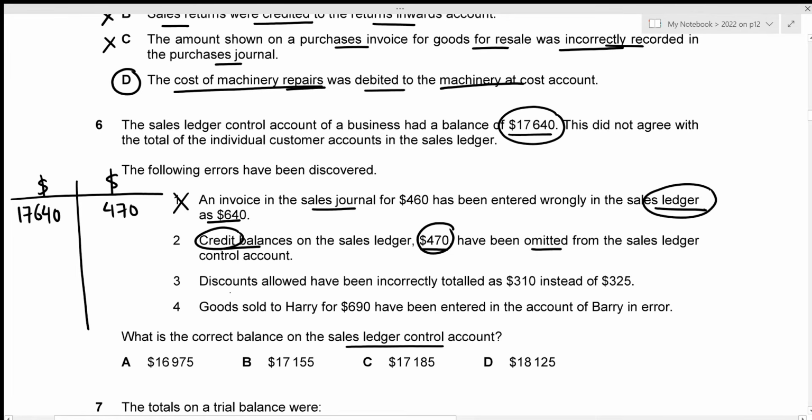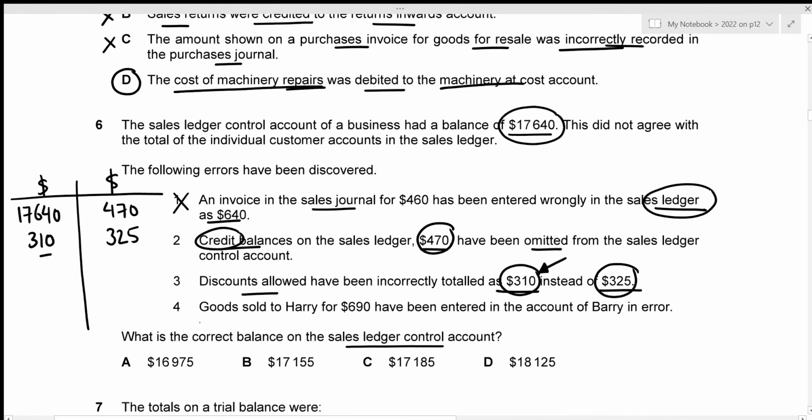Then the third error we have is discounts allowed have been incorrectly totaled as 310 instead of 325. We know that discounts allowed is posted on the credit side in our sales ledger control account. We entered 310, which is the wrong amount. It should have been 325. So we've already entered 310 on the credit side. Now, in order to cancel it out, I'm just going to enter 310 on the debit side so that the previous error of 310 entered in the credit side will cancel out with this amount on the debit side. And now I'm going to enter the correct amount of 325 on the credit side, representing the actual discounts allowed amount.